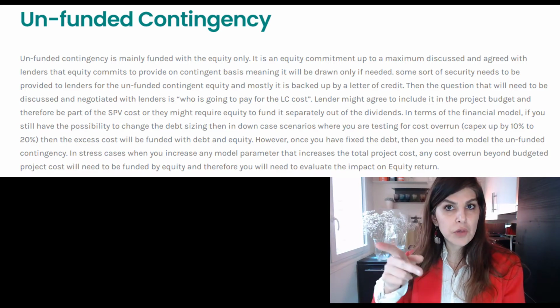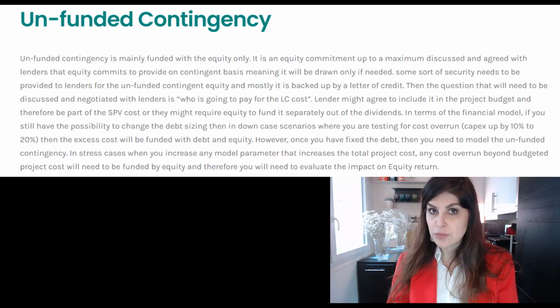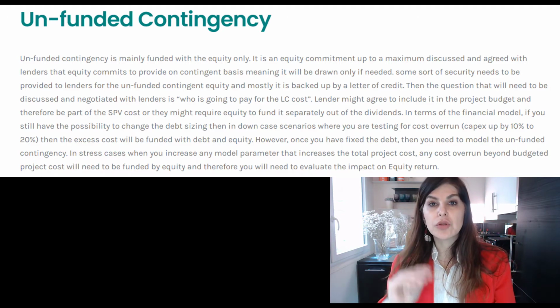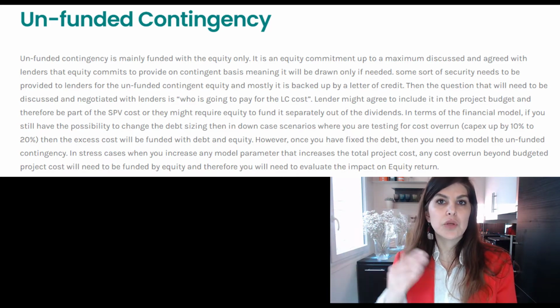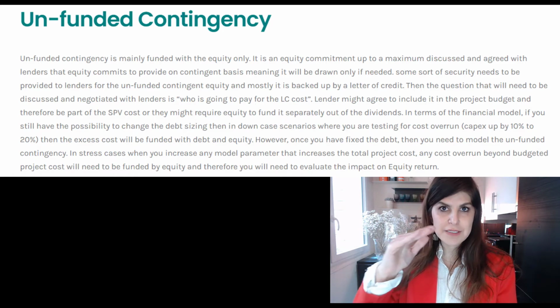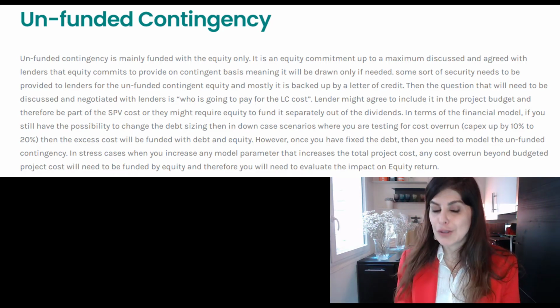You need to take that into account. If you are modeling it, you need to consider that in the base case it should not be triggered. It should be triggered only if you have a cost overrun beyond a certain point. That's when you have to trigger beyond the maximum debt commitment. That's when you have to tap into this unfunded contingency.